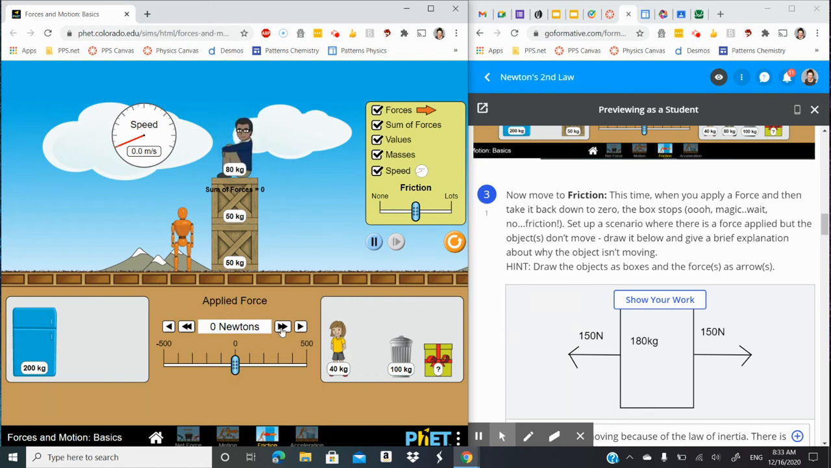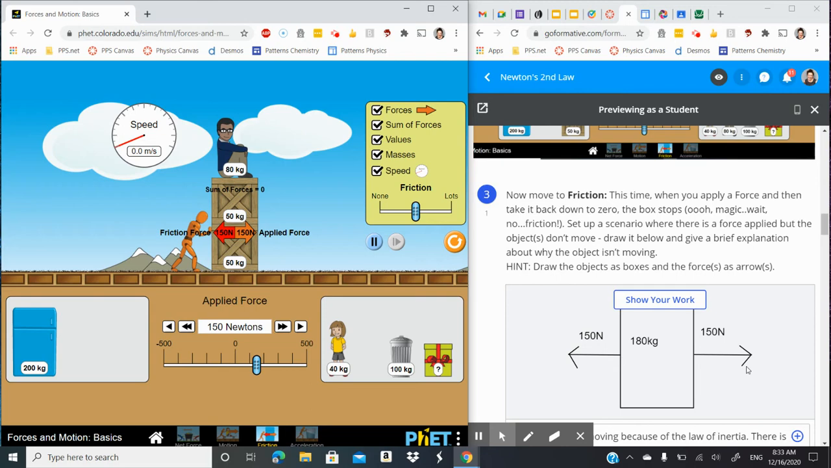And I'm going to go ahead and push with a force of 150 newtons to the right. So here's my applied force of 150 newtons to the right. You can see that in my force diagram, I have 180 kilograms. That's 80 plus 50 plus 50. I drew a box to represent that, and I have my 150 newtons of applied force going to the right.